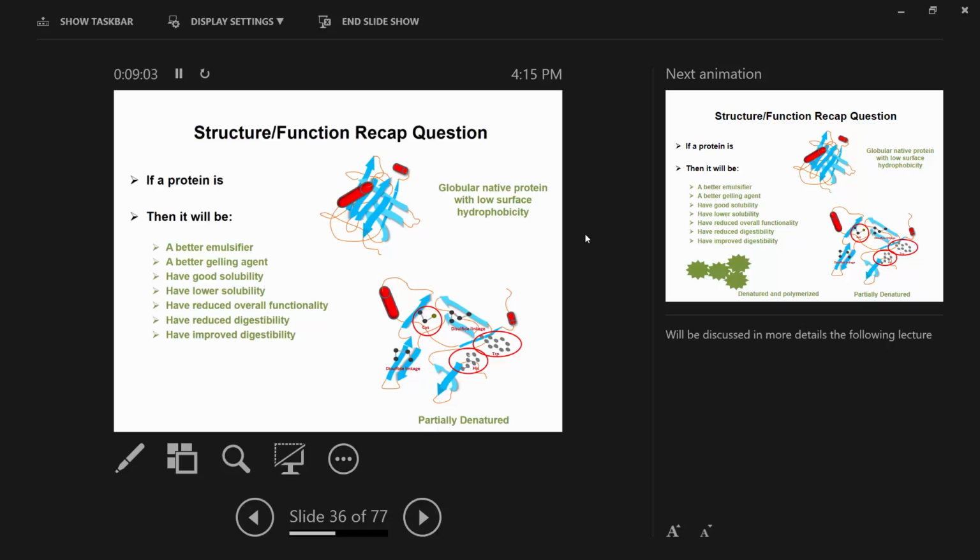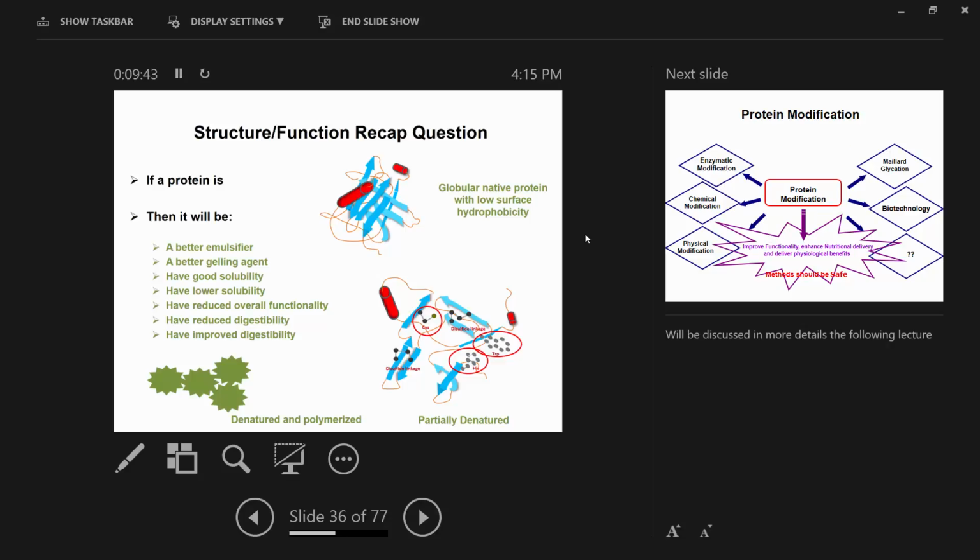Go ahead, Ingrid. Lower solubility. Yeah, because of the hydrophobic. Okay, if it was a different protein, this is a good point. Yes, you would have lower solubility, but since this is whey protein, it actually stays the same. I don't understand, because when the protein is partially denatured, the hydrophobic groups are exposed, but why not for whey protein? Because it's partially denatured, okay? Not completely denatured.